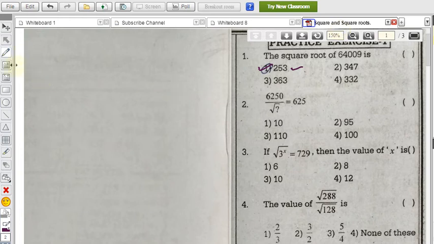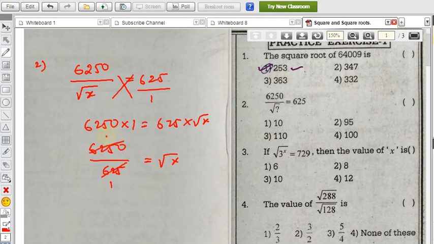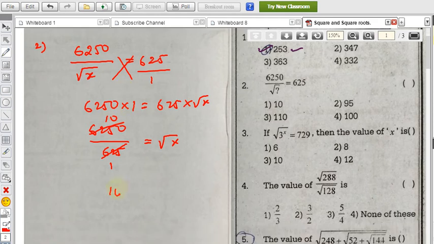Okay, second one. 6250 by square root of question mark is equal to 625. The question mark, I am taking as x, is equal to 625. To solve this, just do cross multiplication. There is no remainder, it is 1. That means 6250 into 1 is equal to 625 into square root of x. So 625 taking to the left side, 6250 by 625 is equal to root x. 625 ones are 625, tens are 6250, it cancels. 10 is equal to root x.